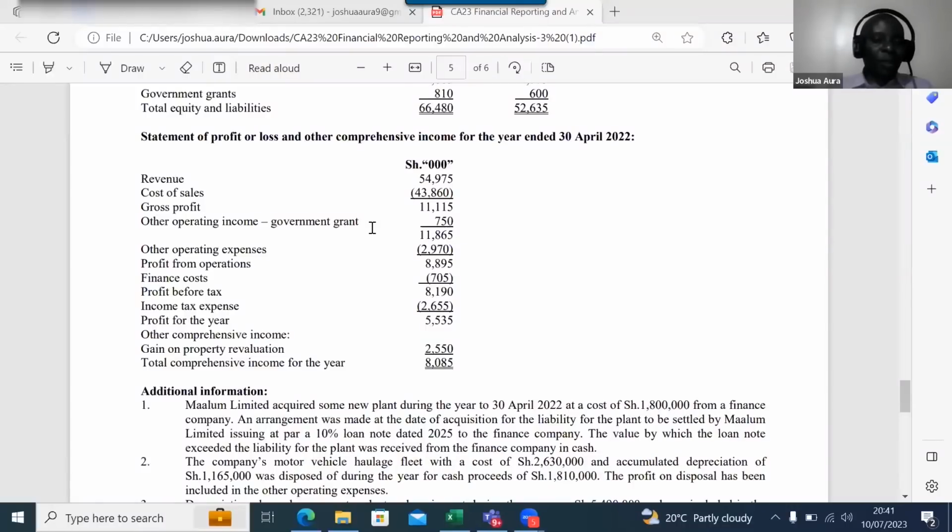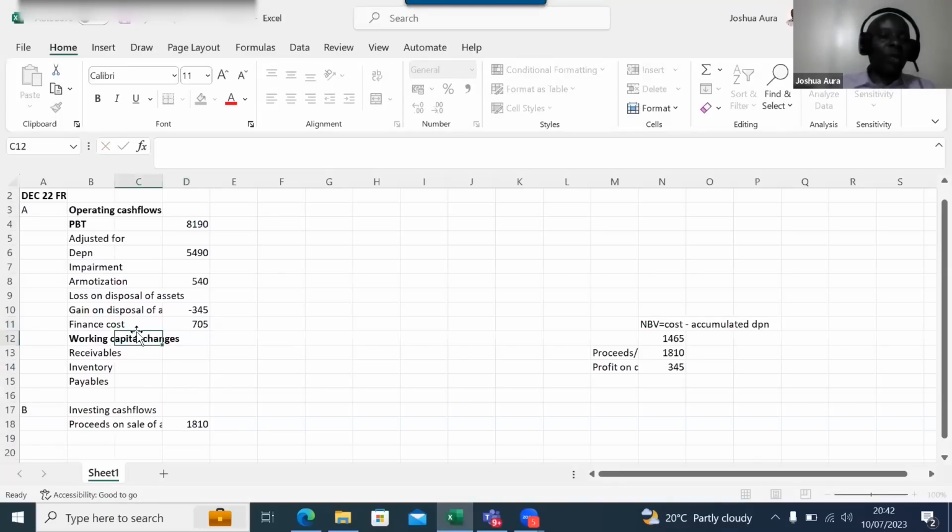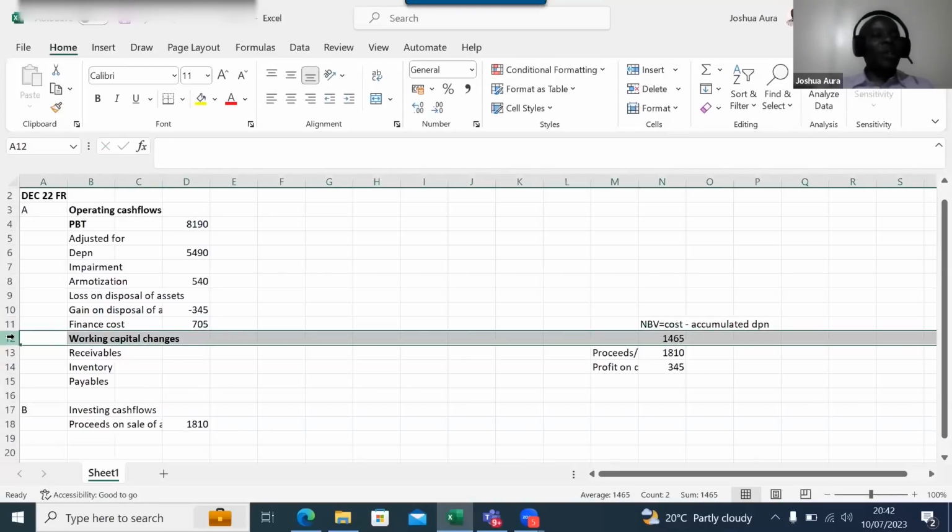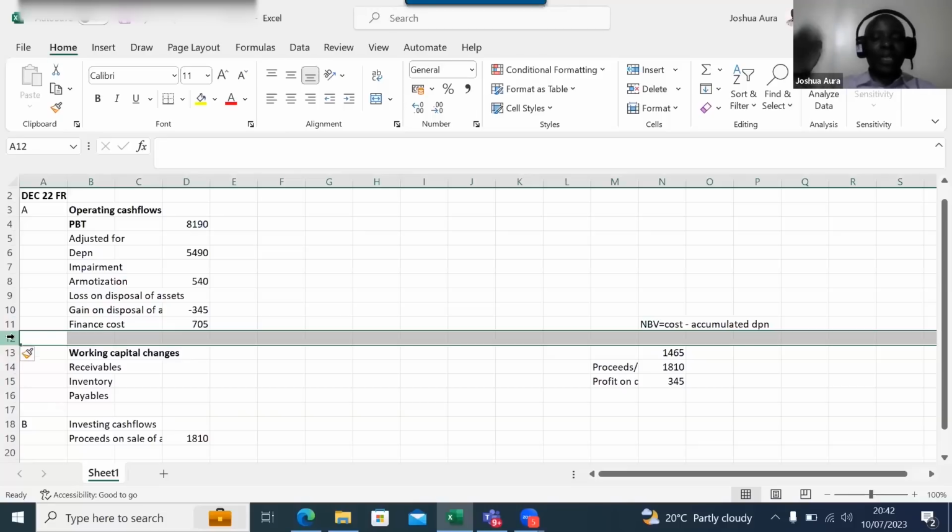So here I've been able to encounter a non-operational item. I can see there is a non-operational item called government grant. So I'll come here to my Excel, and I'll need to create a new row. It's very easy to create a new row. I'll highlight these working capital changes because I want a new row on top. I press Control Shift and then equals. I create a new row like that.